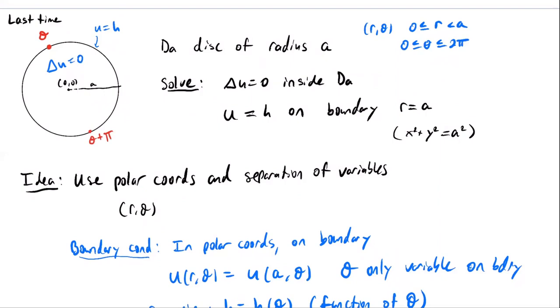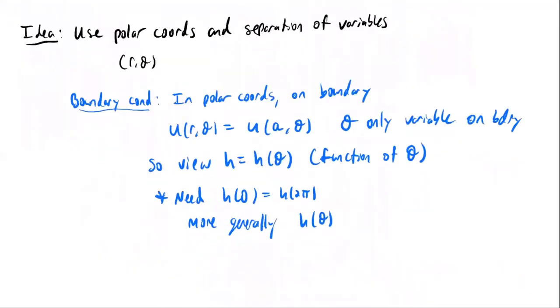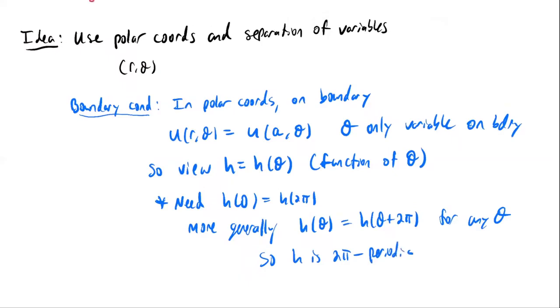But then if we do theta plus 2 pi, right, we get back to the same point. And so in order for this function h to be well defined, we need h of theta to be equal to h of theta plus 2 pi. More generally, we need h of theta equals h of theta plus 2 pi for any theta. So h needs to be 2 pi periodic as a function of theta.